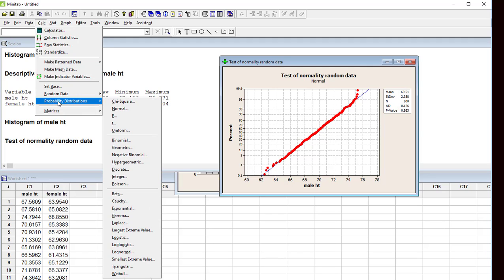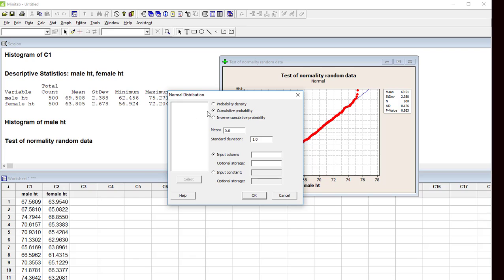So I've gone to Minitab, and we're going to look at probability distributions and the normal. We're going to check cumulative probability because remember we're looking for a less than or equal to. For the normal that we're playing with, we have a mean of 69.5, which I'll enter, and a standard deviation of 2.4, which I will enter. We're going to use an input constant. I want to know less than or equal to 72.